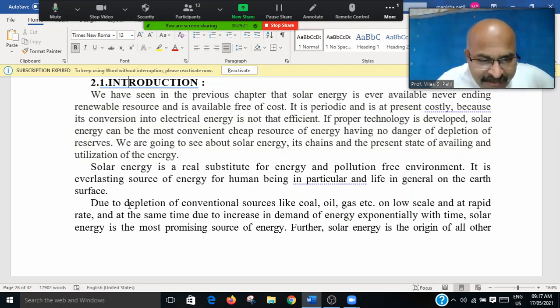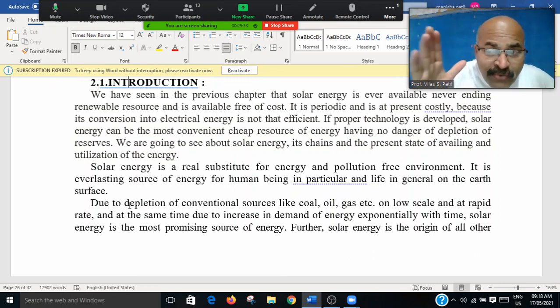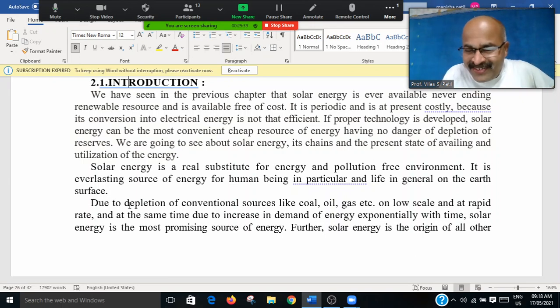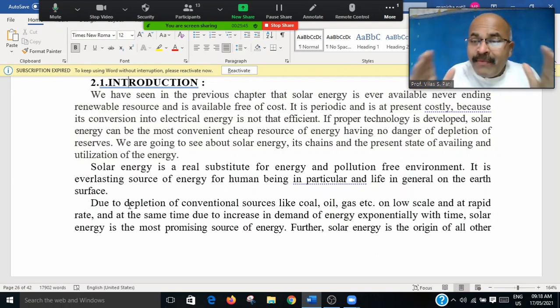Solar energy is the real substitute for energy. It is one of the options for energy. Why did it become one of the options? Because it is a never-ending source. The source is not ending. It is renewable.